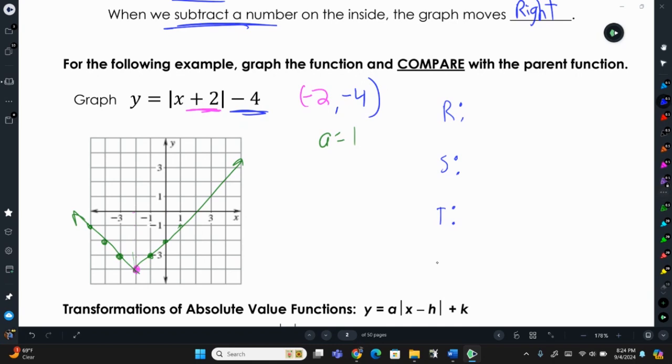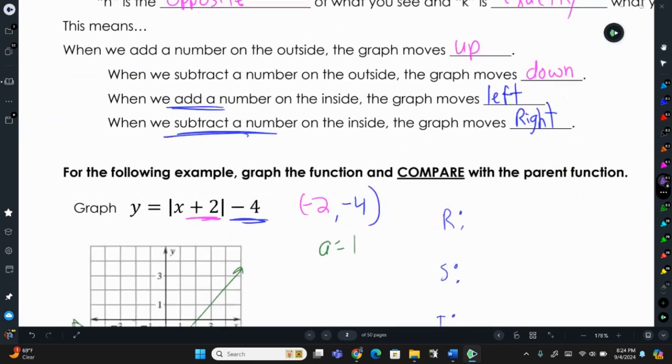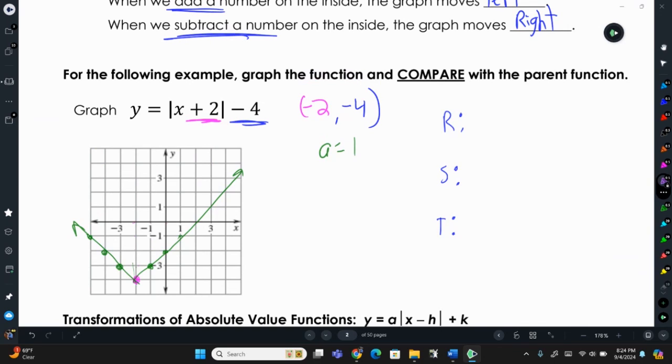Is there a reflection in this graph? Well, how do you tell? Up here, if a is less than 0 or a is negative, we have a reflection. Well, we don't, our a value is positive 1, so there is no reflection. We need to write none. Don't leave it blank, write that there is no reflection.